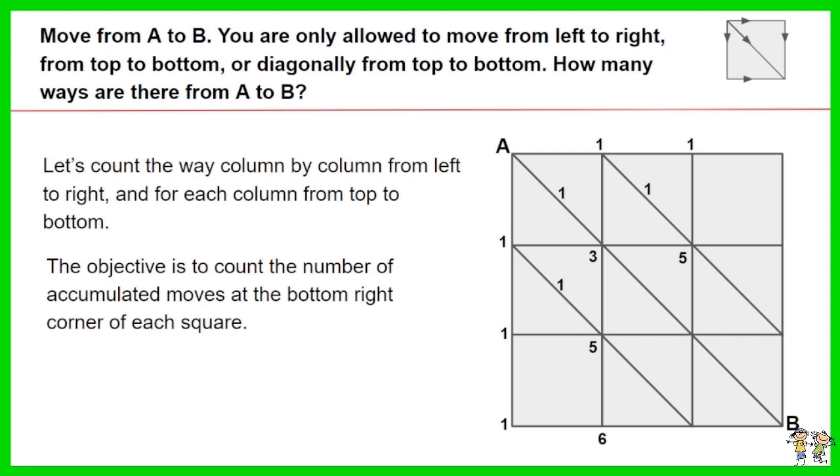of the first column. Use the same approach to count the accumulated moves for the remaining squares, for the middle column and rightmost column. The final accumulated moves from A to B is 61.